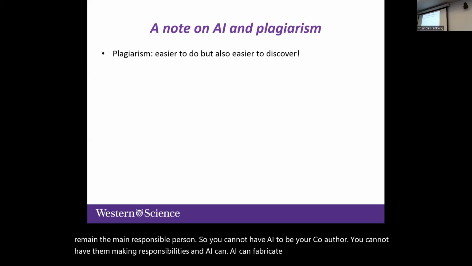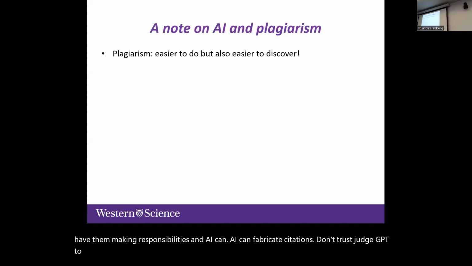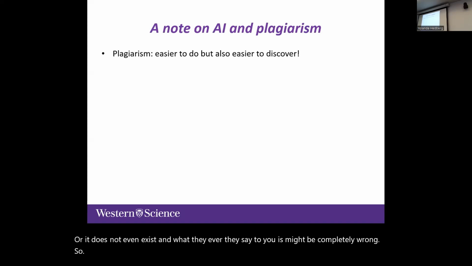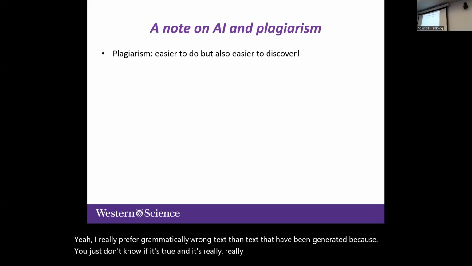Don't trust ChatGPT to find citations. It might be a wrong one, or it does not even exist. And whatever they say to you might be completely wrong. So I really prefer grammatically wrong text to text that has been generated, because you just don't know if it's true, and it's really hard to figure that out, and it sounds so nice.